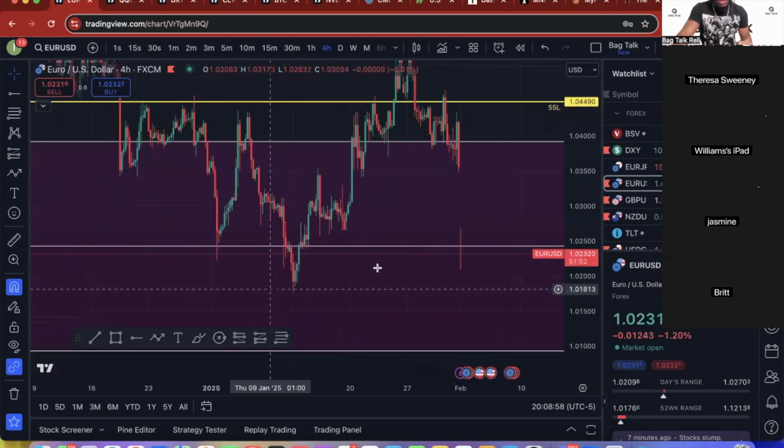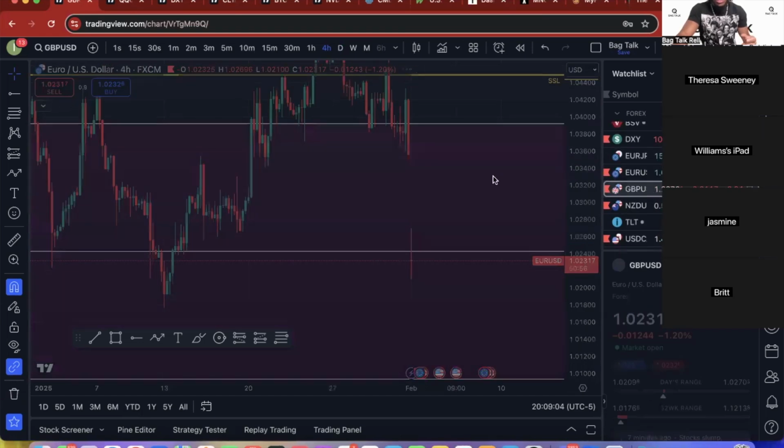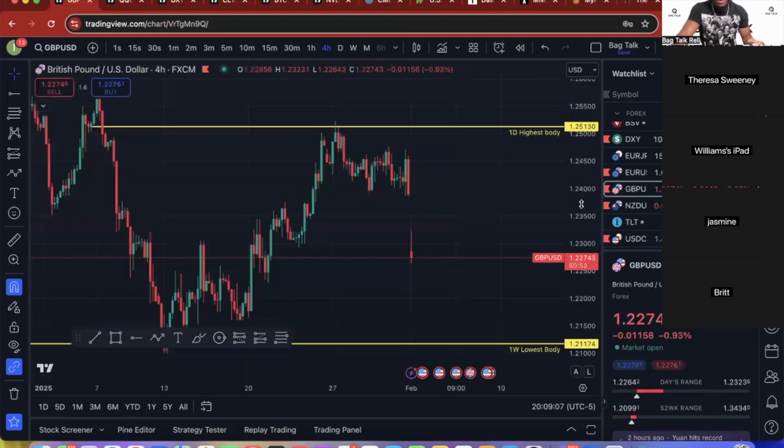And I expect it to run these lows, etc., etc. All right, so Euro, all dollar pairs, you could already kind of tell where we're going to be leaning. And here comes British pound.